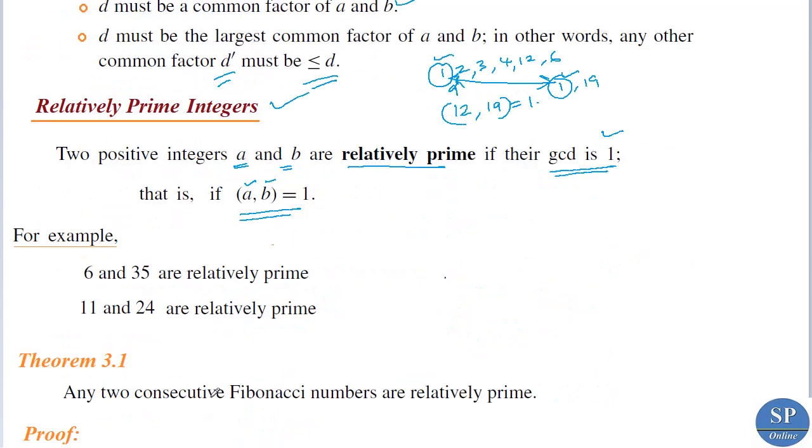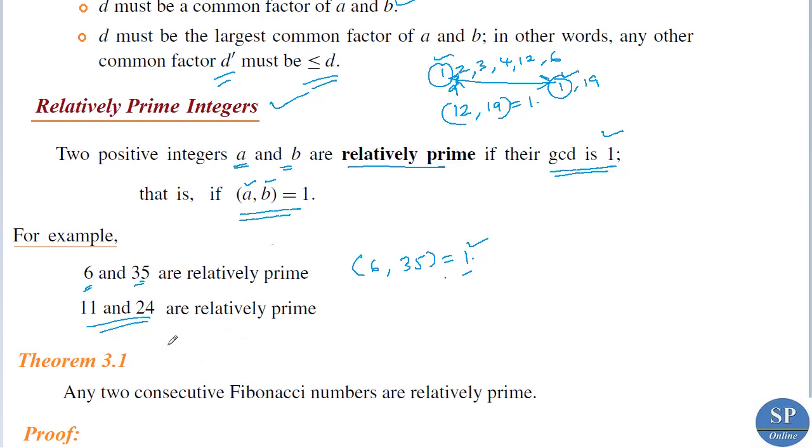Clear? For example, 6 and 35 are relatively prime because the GCD of 6 and 35 equals 1. That is, the greatest common divisor is 1 only. Again, 11 and 24 are also relatively prime.